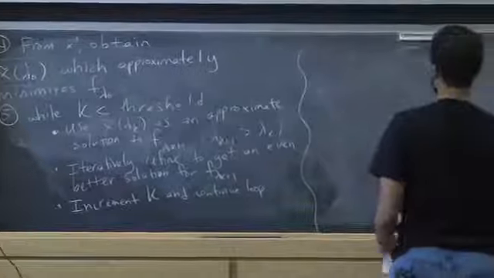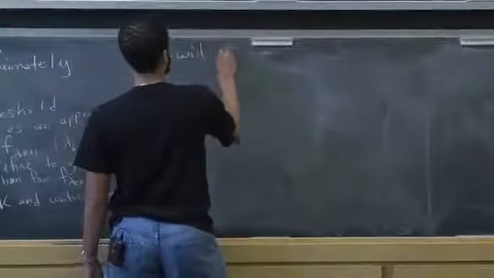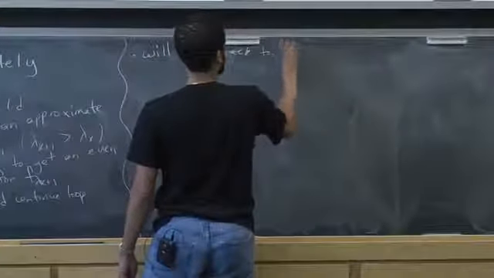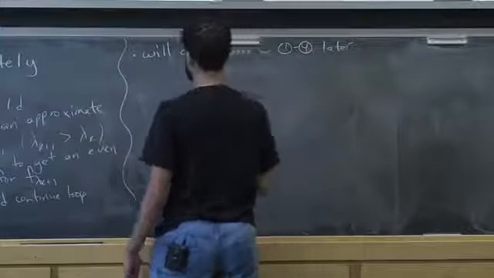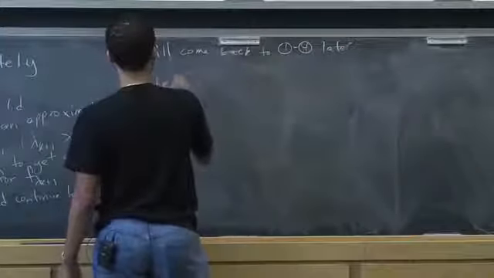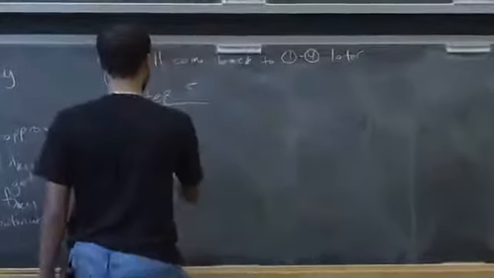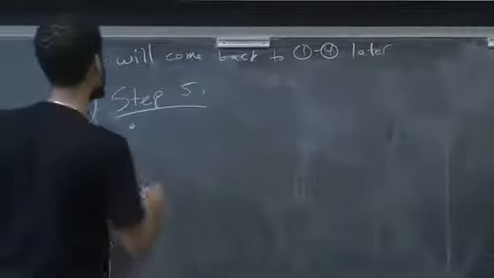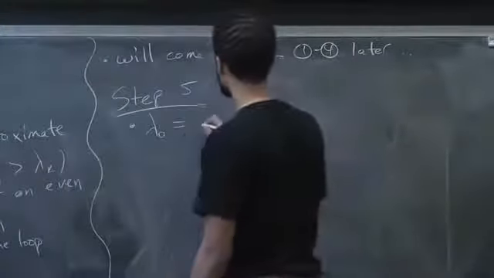Okay, so we'll come back to steps 1 through 4 later. So let's go to step 5. We'll see this when we actually do steps 1 through 4, but lambda 0 will be something that's exponentially small in the precision.